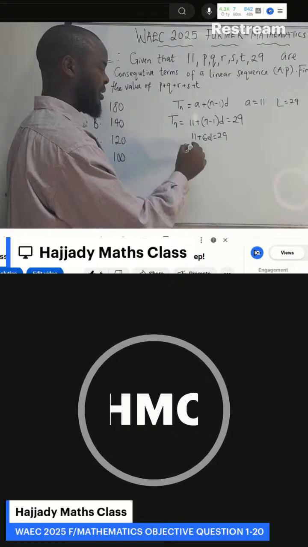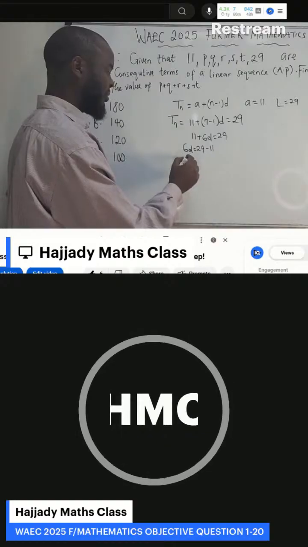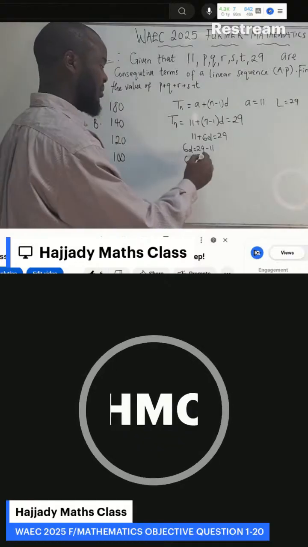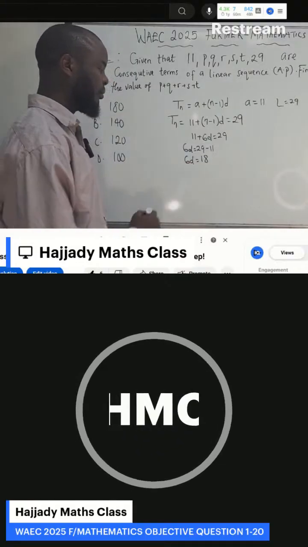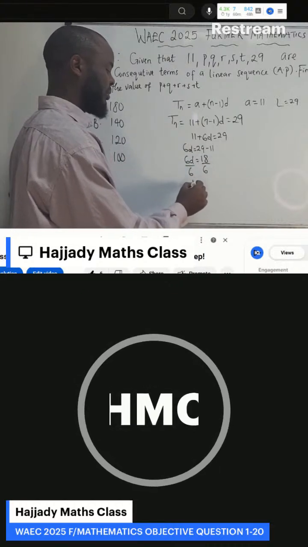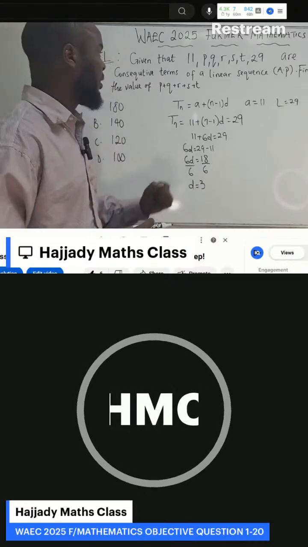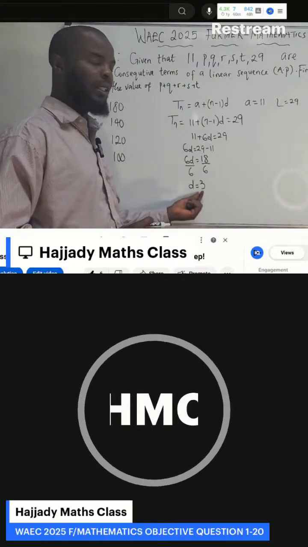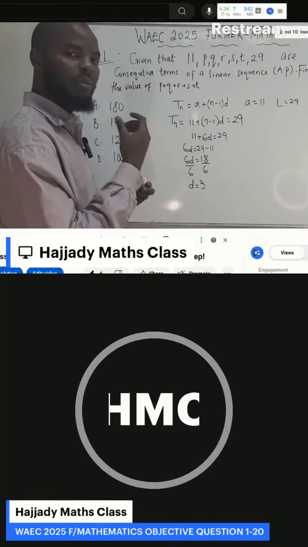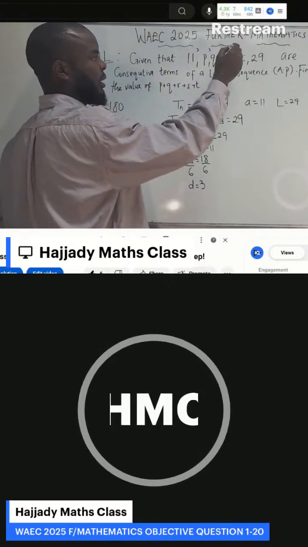Simplifying further, 6d equals 29 minus 11, which is the same thing as 18. Dividing both sides by 6, my common difference, d, is 3. Now, this is easy. We know the common difference to be 3, and for the arithmetic progression, they have the same common difference.